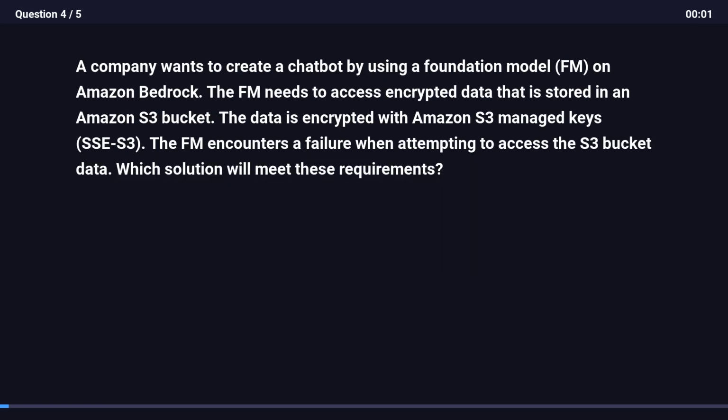A company wants to create a chatbot by using a foundation model, FM, on Amazon Bedrock. The FM needs to access encrypted data that is stored in an Amazon S3 bucket. The data is encrypted with Amazon S3 managed keys, SSE-S3. The FM encounters a failure when attempting to access the S3 bucket data. Which solution will meet these requirements?